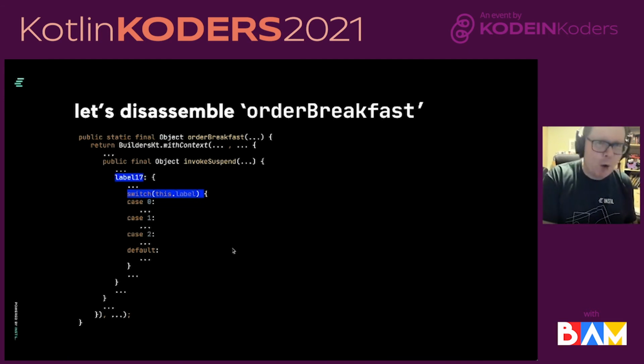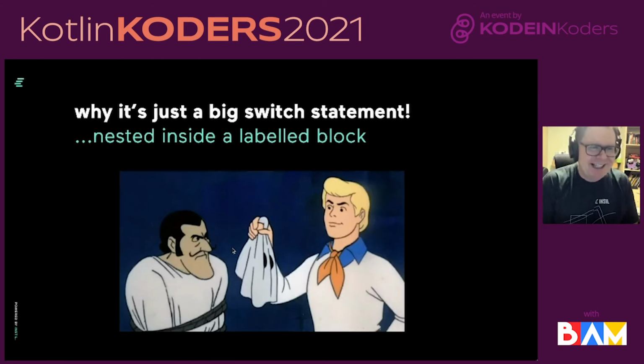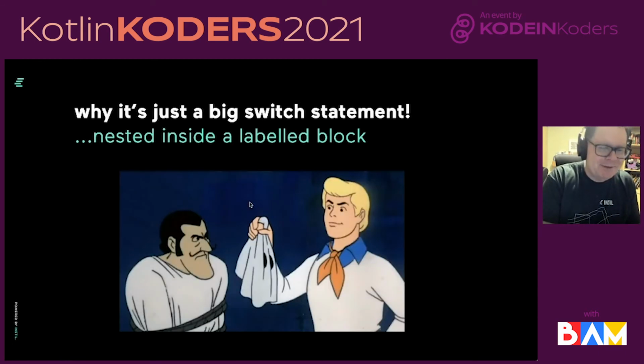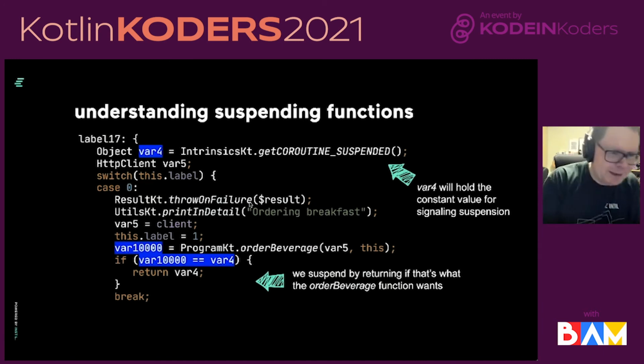Okay, so this is the really big lie. This is the whopper, as we would say in the UK. So at the end of the day, it's just a big switch statement inside a labeled block. So whenever you have suspending functions, what gets produced by the compiler is just a big switch statement inside a labeled block. Okay. So let's look at it in a little bit more detail.